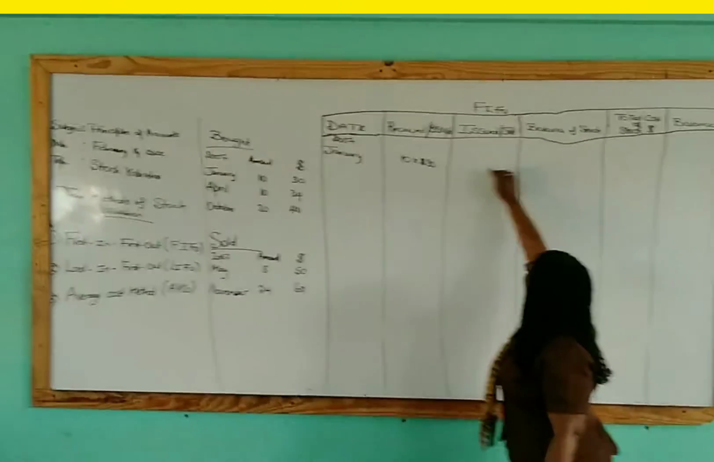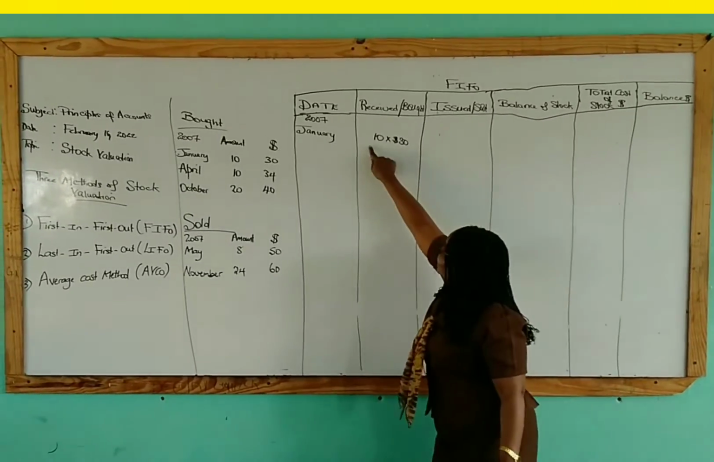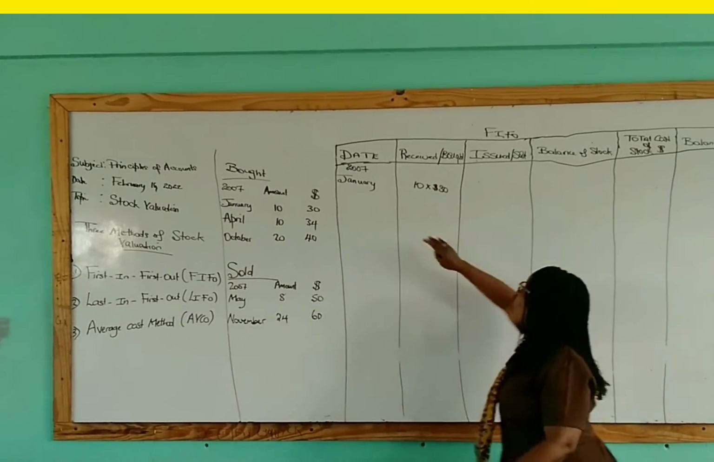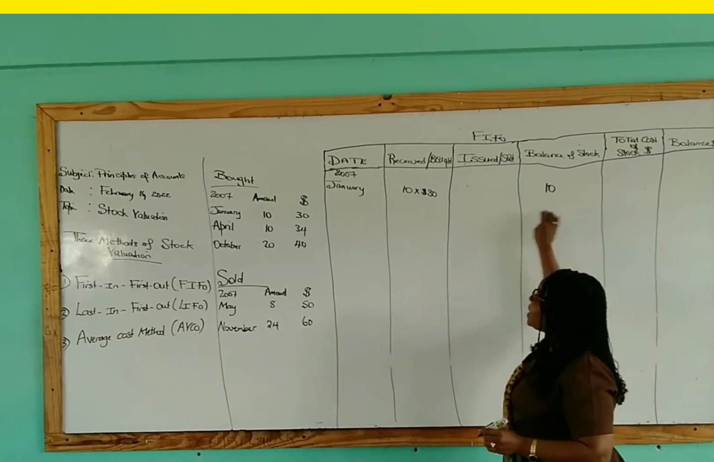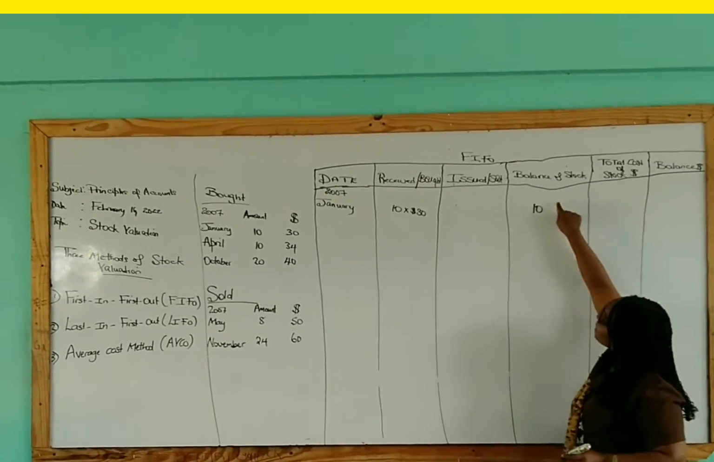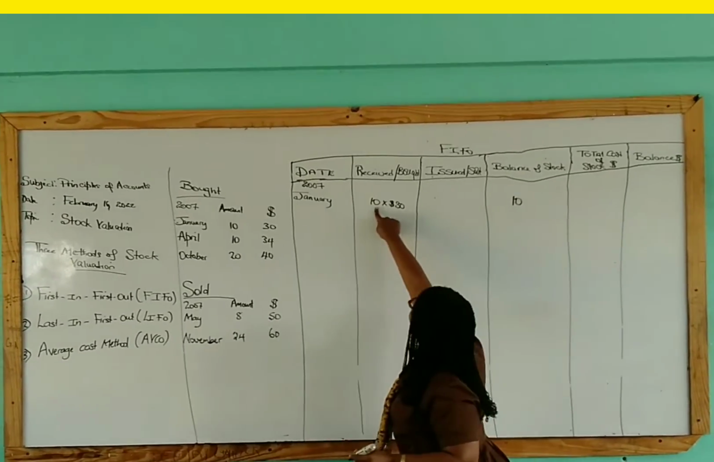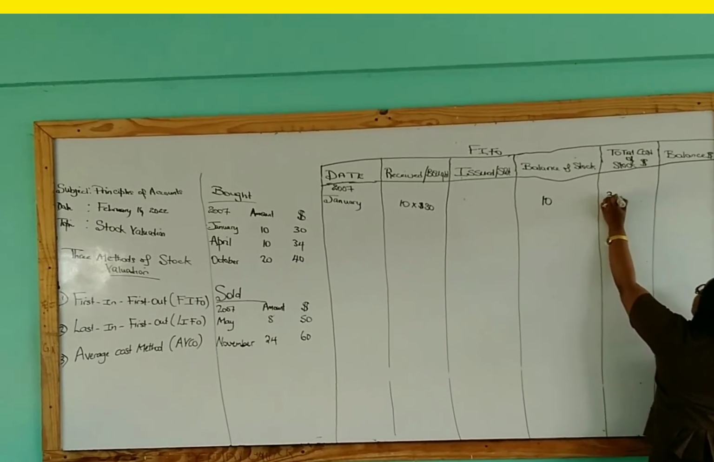So, when they ask, what is the balance of stock that you have? It is the same 10, because this is the first month and we didn't have any stock before. So we'll bring back the 10 here. So that is the stock that we have, the balance of stock in our storeroom. We have 10, and 10 times 30 is 300. That is the total cost for the goods.